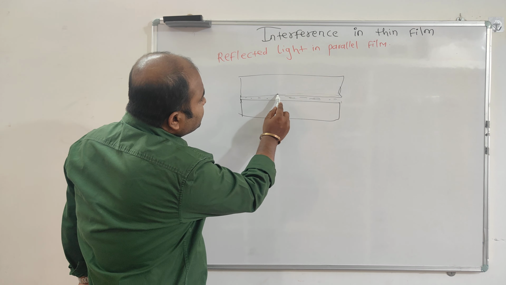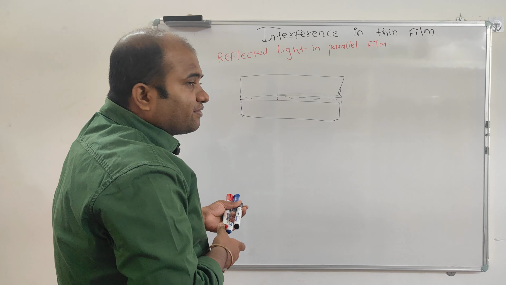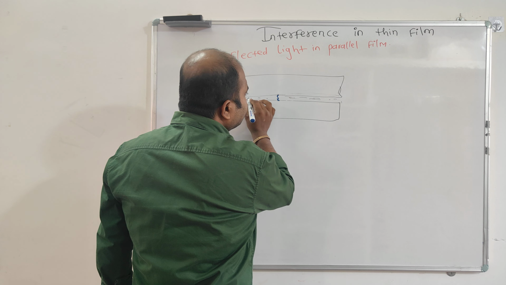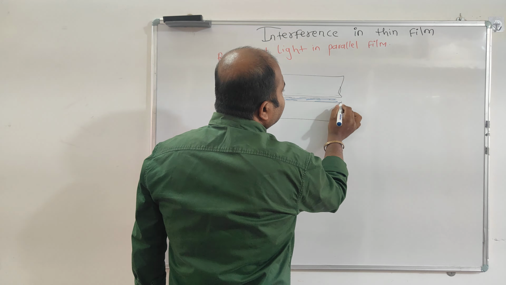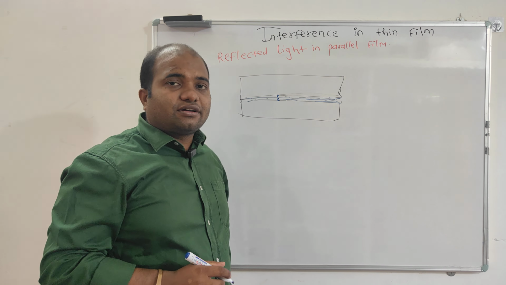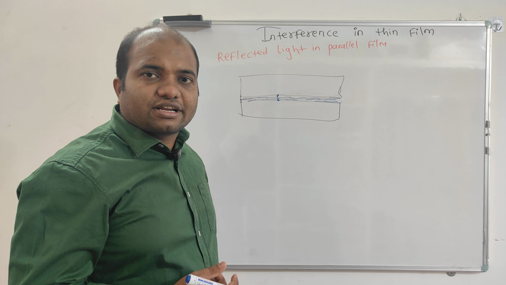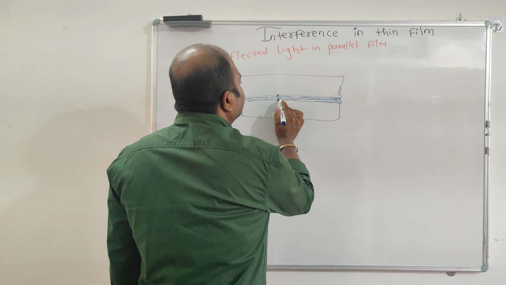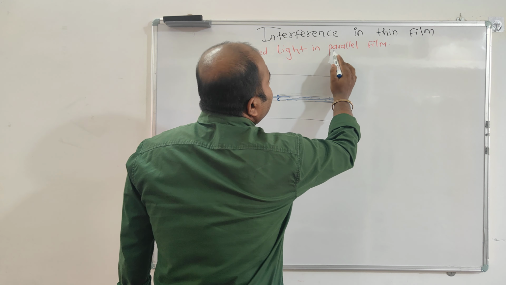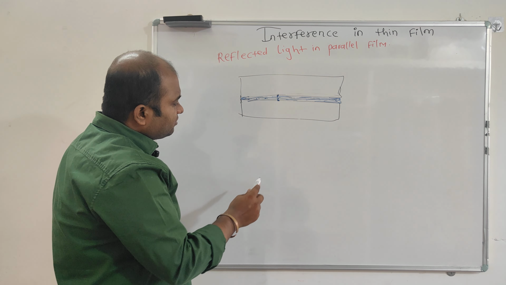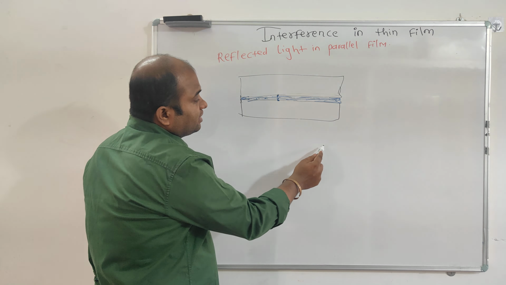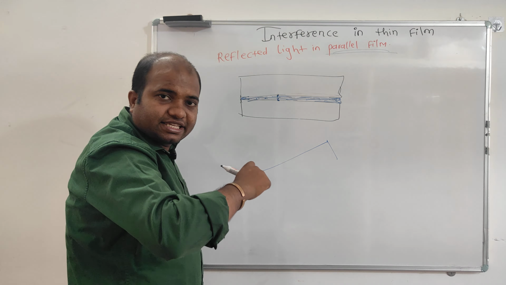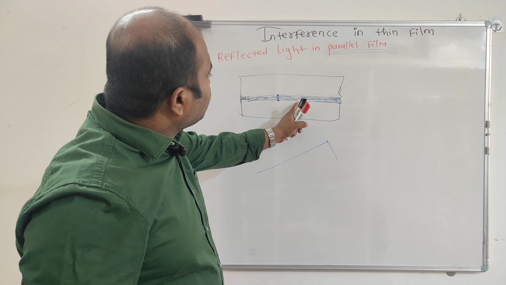And this material, if it is air, then we'll call it a thin air film. If this gap is filled with air, then we call it a thin air film. If this is filled with glass, then that is a glass film, and if there is some liquid, then that is a liquid film, like that. We are going to discuss parallel films, because in some other cases the thickness changes. Here the thickness remains the same, so we'll call it a parallel film. If the thickness is the same and uniform throughout, then it is called a parallel film.